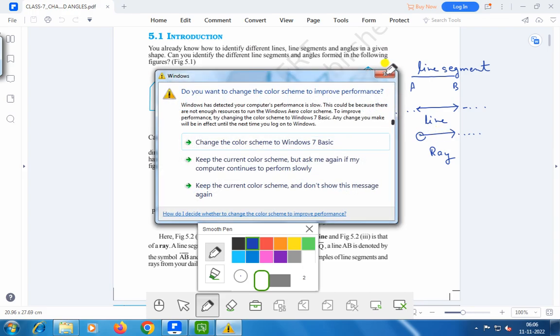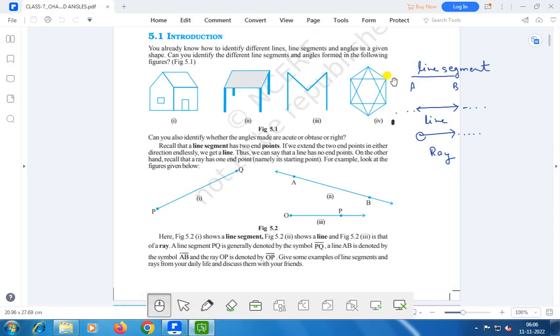Only in case of line segment we can define that this is a line segment and has a fixed value of length. In case of line, it doesn't have a fixed length. In case of ray, it doesn't have a fixed length, right? Now, here you see, number 1 is a line segment, number 2 is a line, and number 3 is a ray, right? And ray has only one endpoint. This O is the one endpoint, namely its starting point, right?